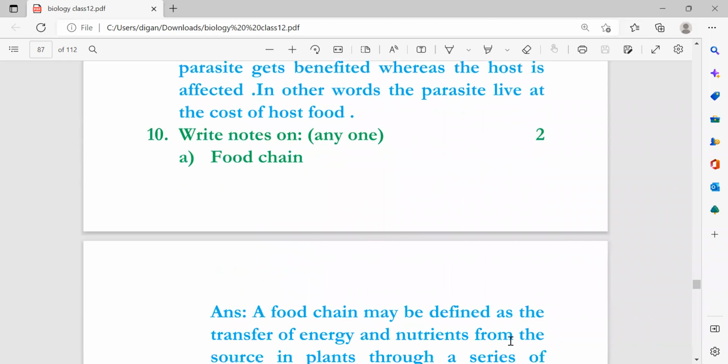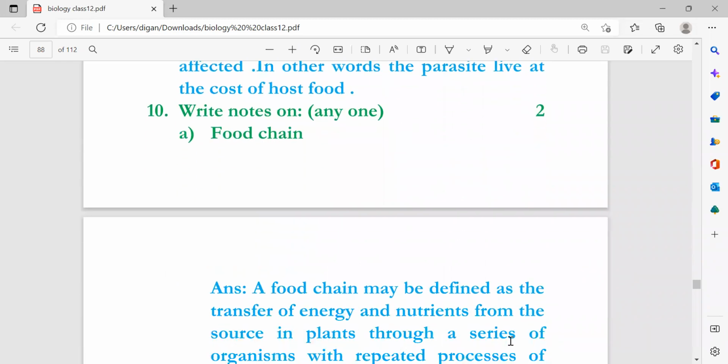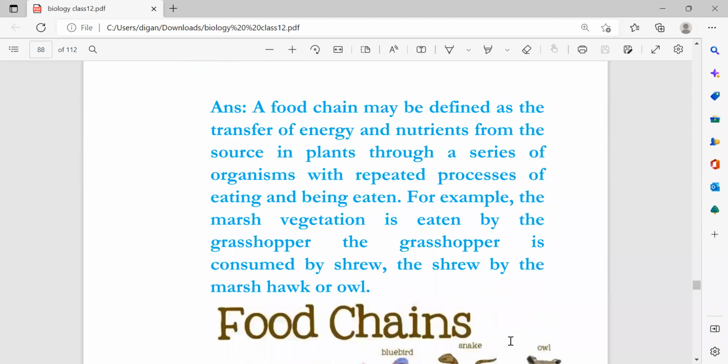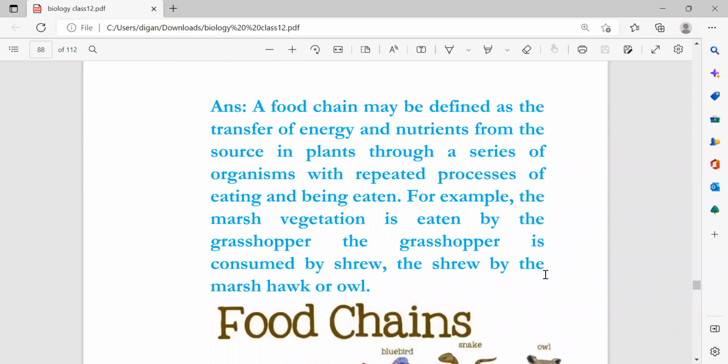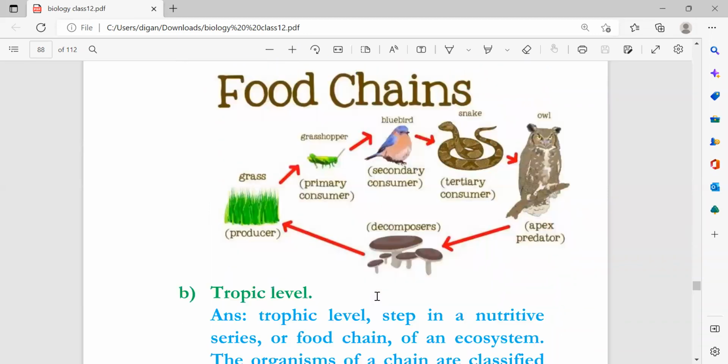Next question, 2 marks. Write notes on any two food chains. For food chain, you get it in EVS of your first year also. So food chain may be defined as the transfer of energy and nutrients from the source or plants through a series of organisms with repeated process of eating and being eaten. For example, marsh vegetation is eaten by grasshopper, then grasshopper is consumed by shrew, and then shrew is consumed by hawk or owl. And this is the drawing of the food chain.